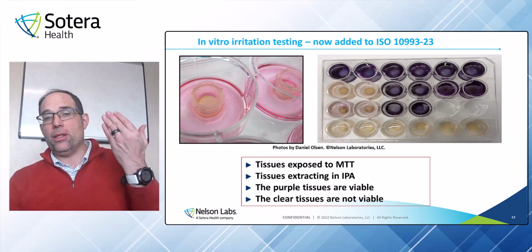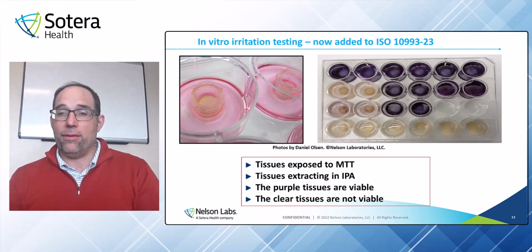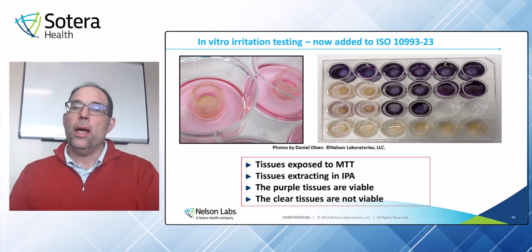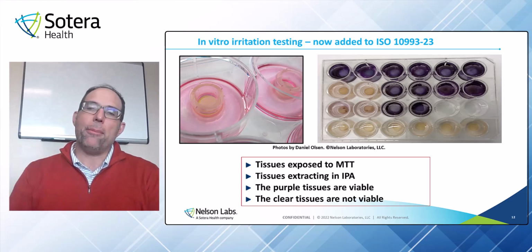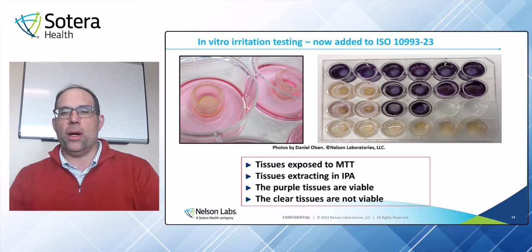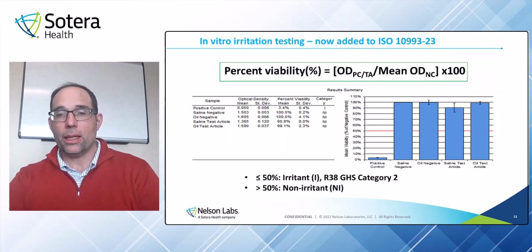So this is a way for us to screen these tissues to see if there's been an impact to the viability of the cells, and this is particularly sensitive to irritants. When we see this impact, we know that there's been irritation there. There's another step if we need to confirm irritation. It looks for something called interleukins, but this is a good screening step for us to see if irritation has been possible.